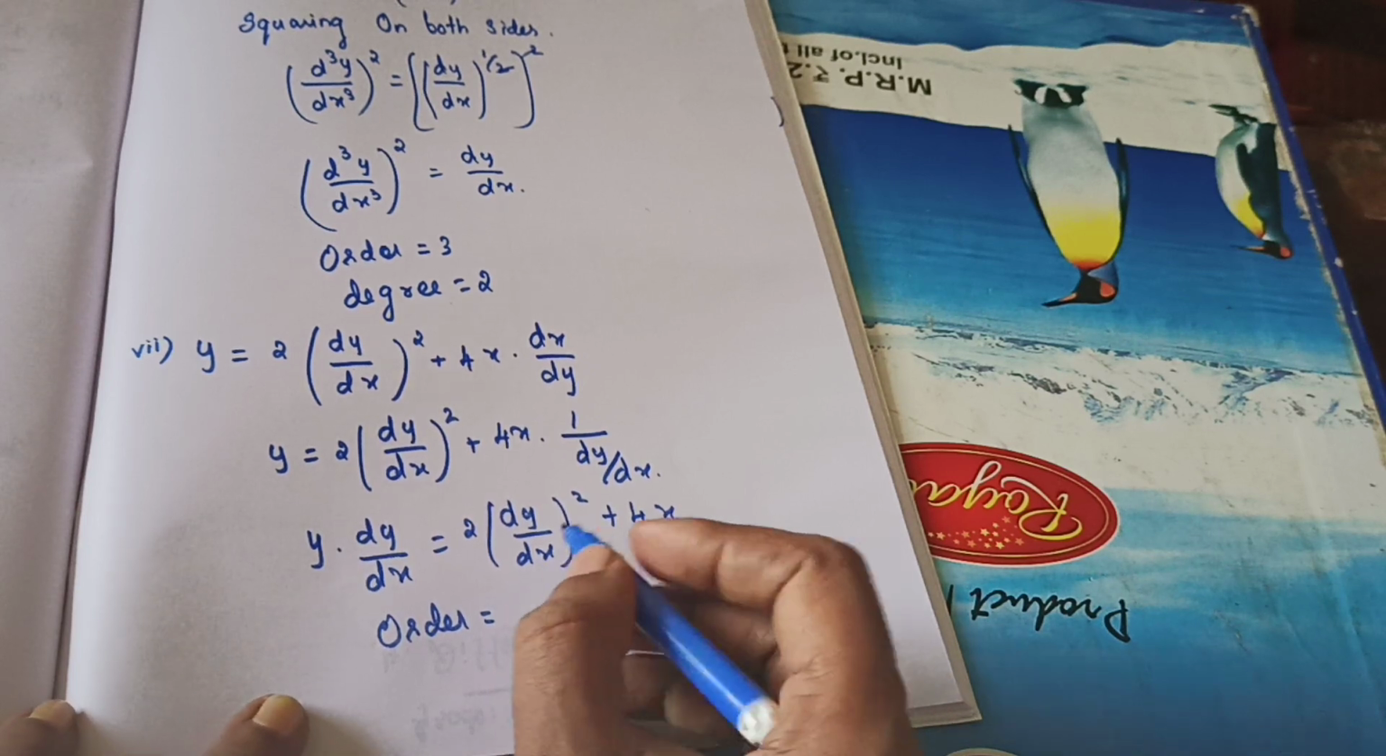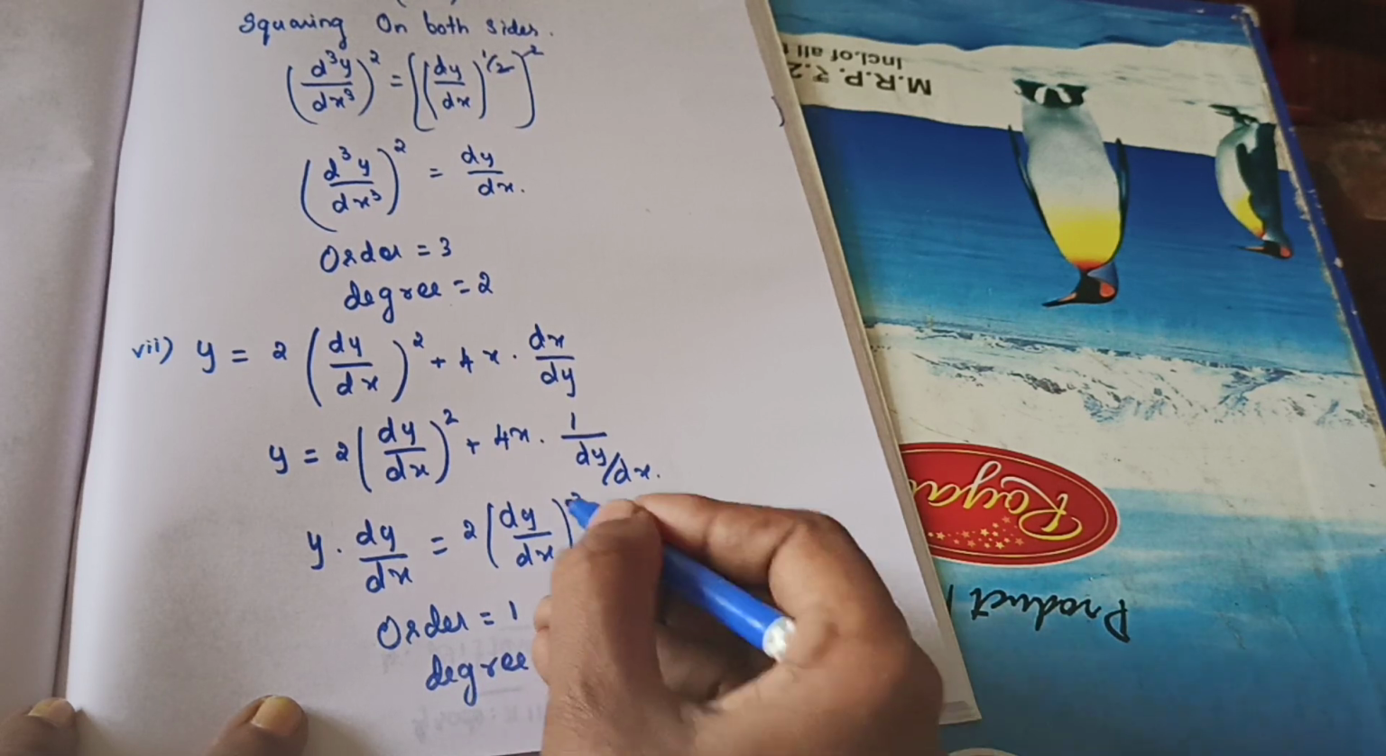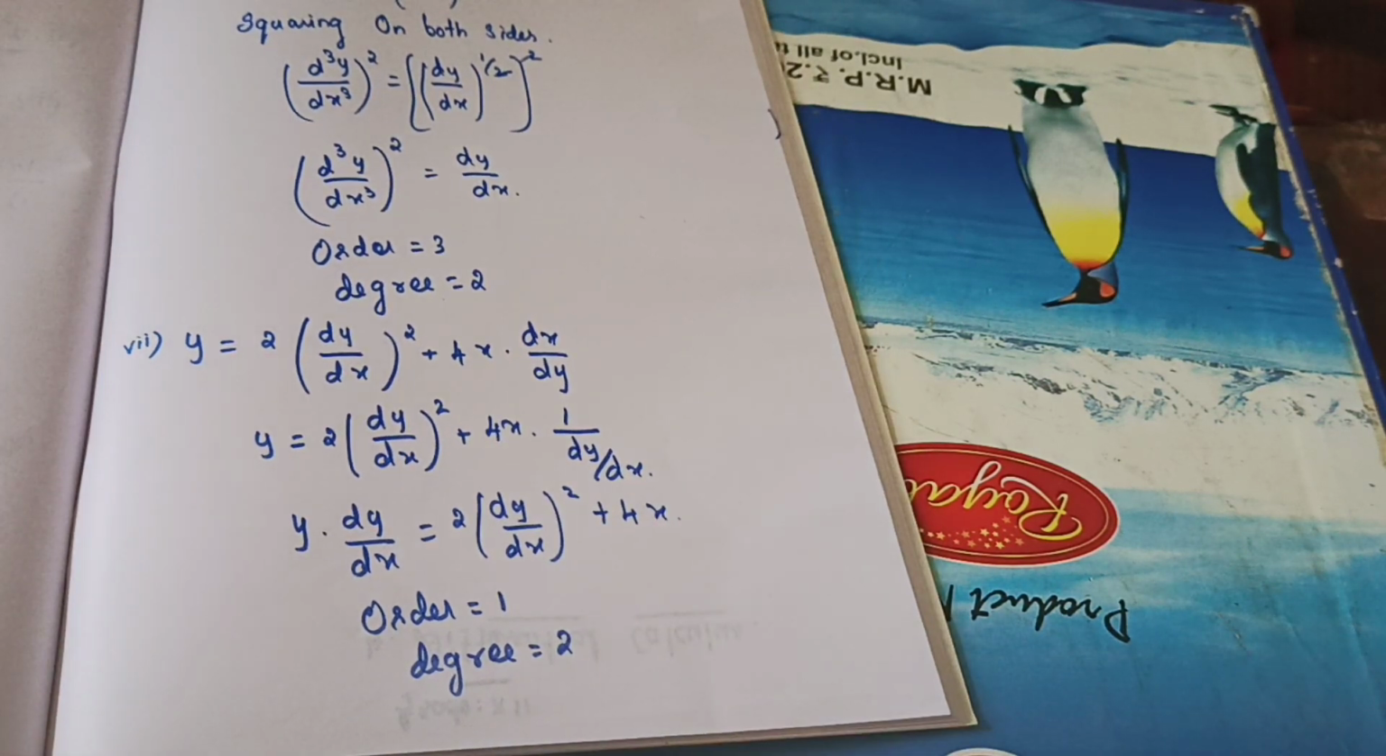Highest order. Anyhow, order dy by dx. What's the degree? Degree means power. Degree how much? 2. This is the answer. So very easy. You can do.